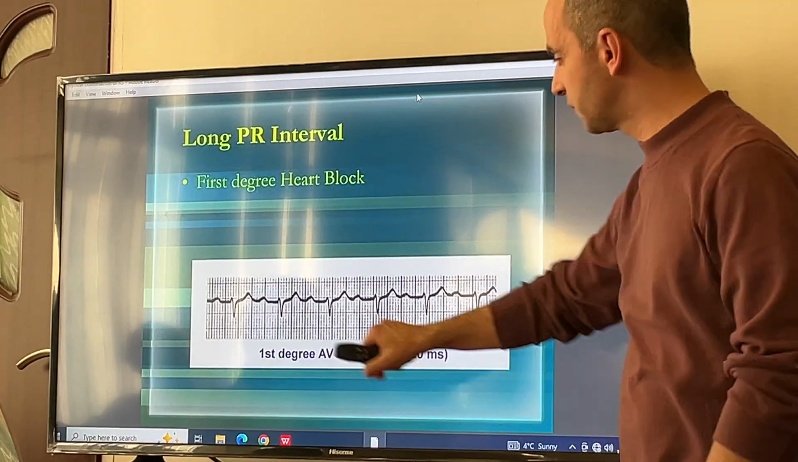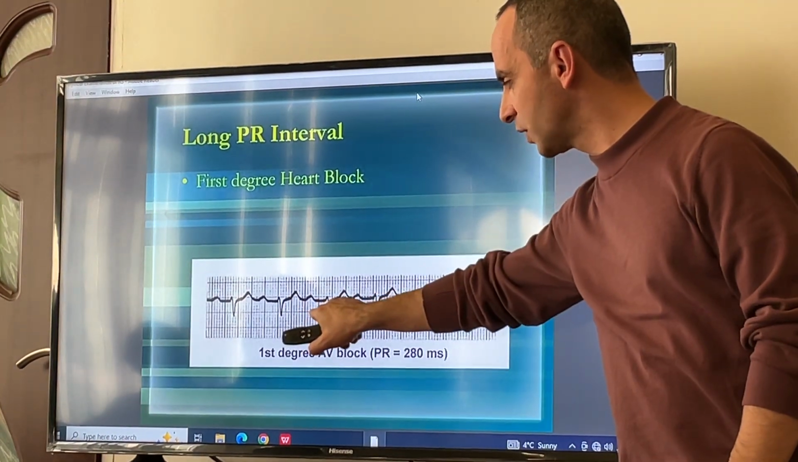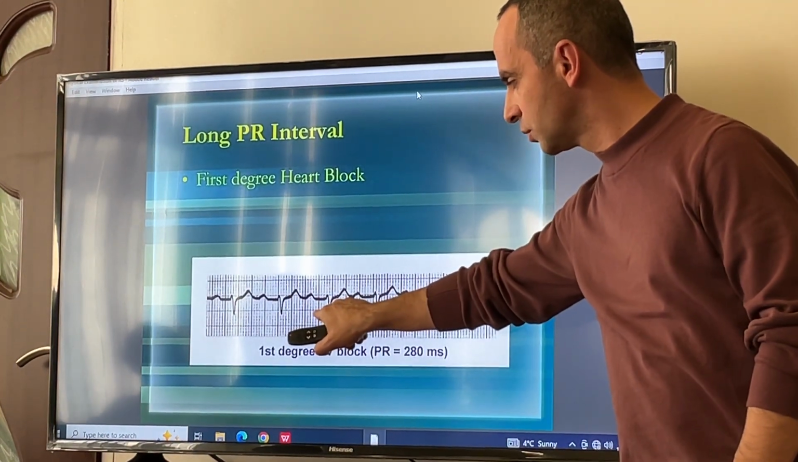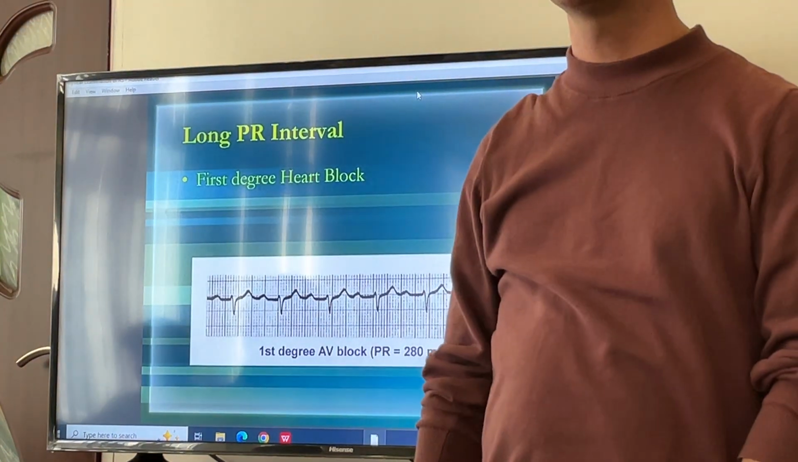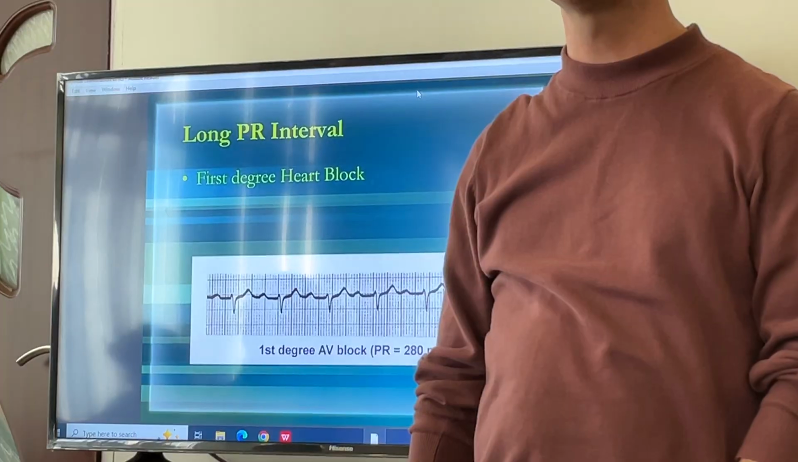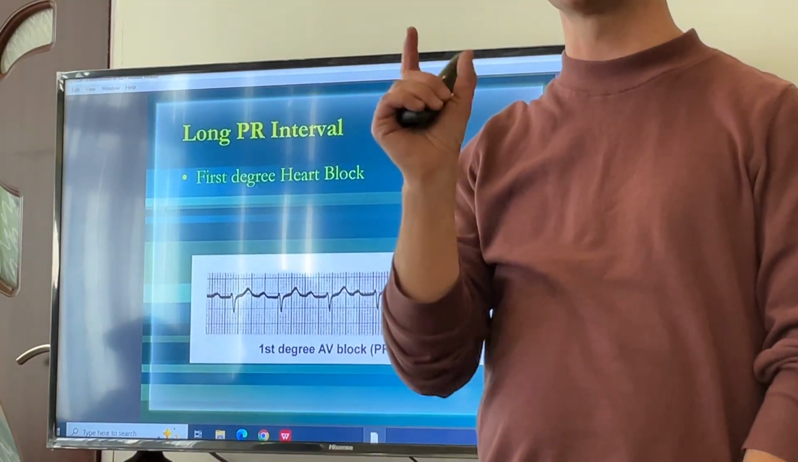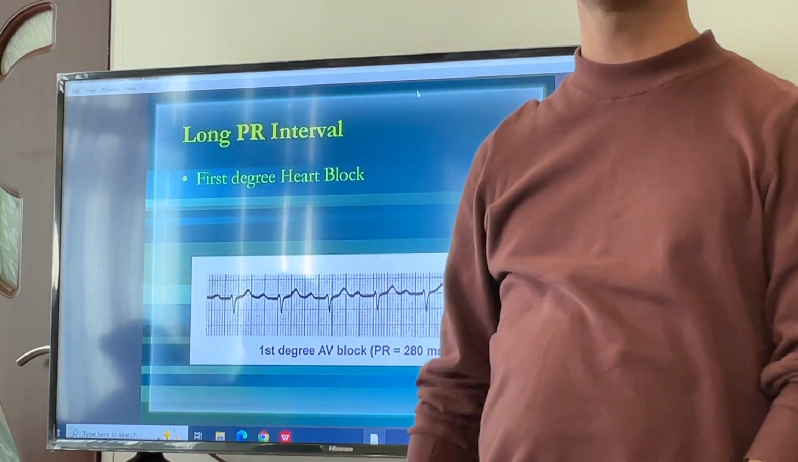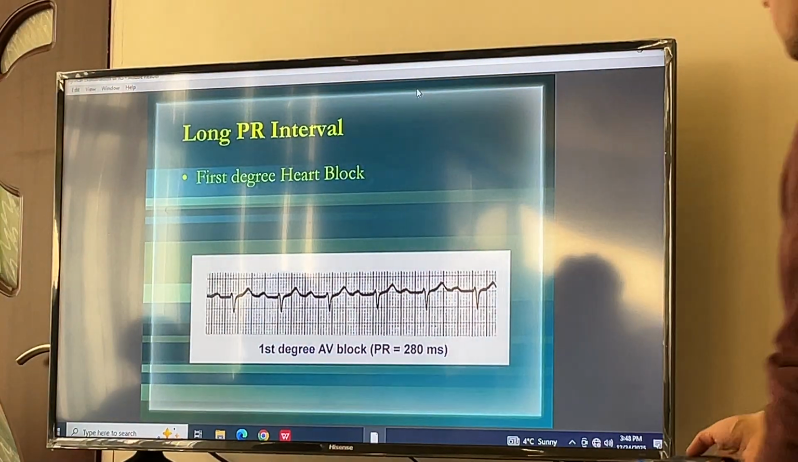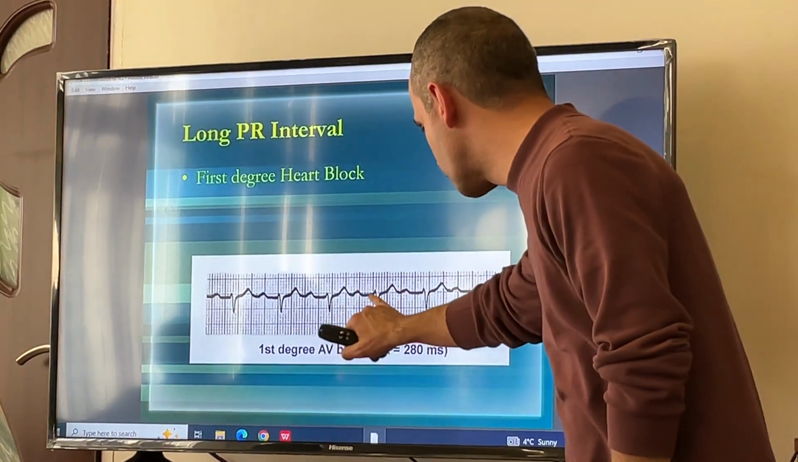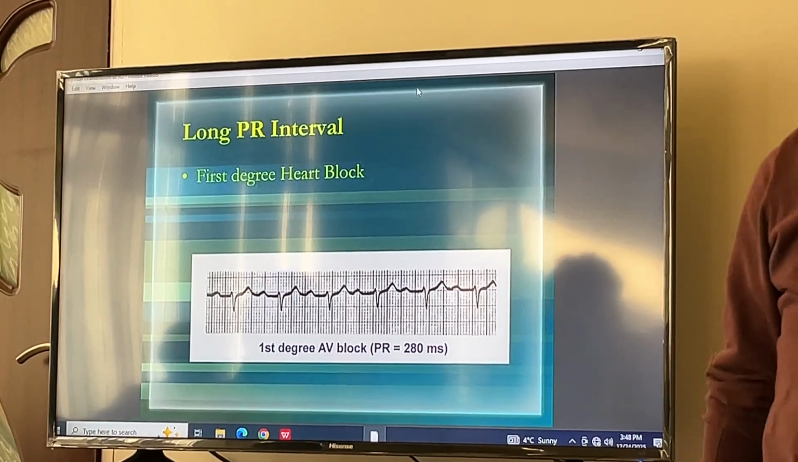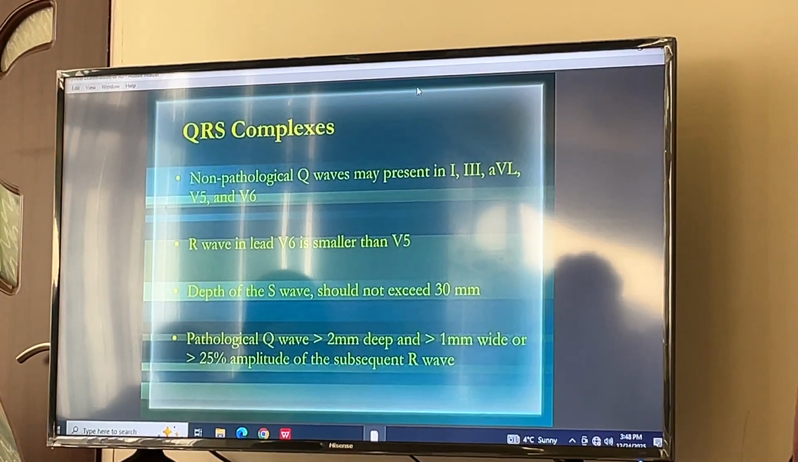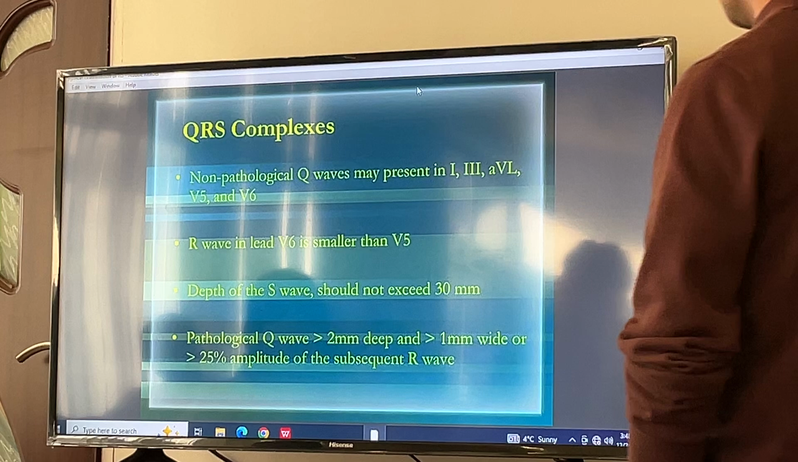Long PR, for example, in first degree block: look, if we measure one large box, approximately 2 large boxes, 2 large boxes is 0.2 times 2, 0.4. 0.2 is borderline, 0.22 already is pathological. Here they have measured more accurately, 280 or 0.28. 0.22 already is abnormal.